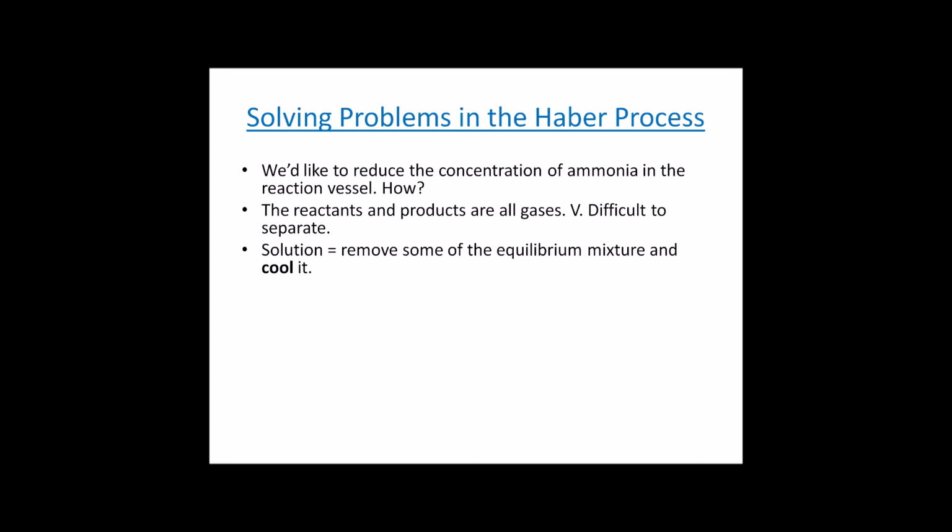Okay, so if we take some of the equilibrium mixture out, we take it away from the reaction vessel and then cool it down, what happens is the ammonia condenses and forms liquid ammonia, but the nitrogen and hydrogen don't, because their boiling point is significantly lower than ammonia's. So it means the ammonia condenses, the nitrogen and hydrogen stay as a gas.